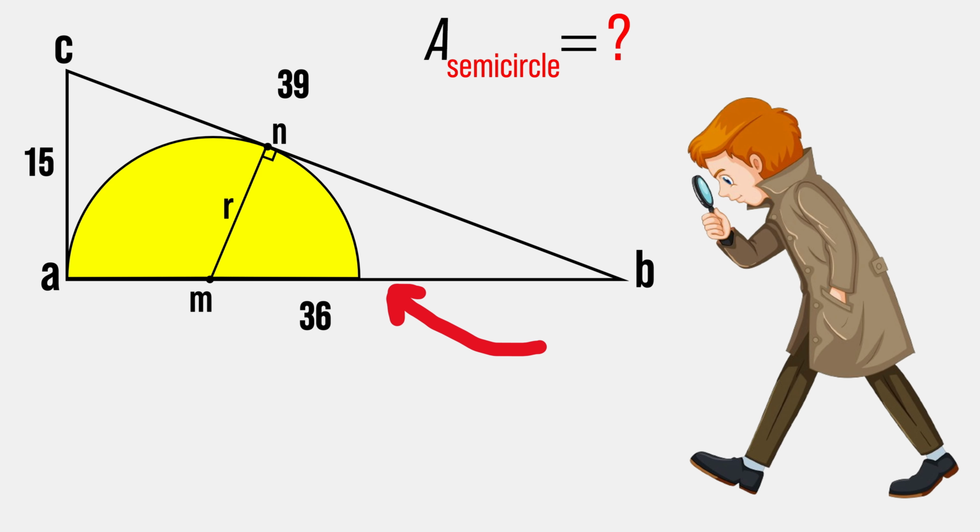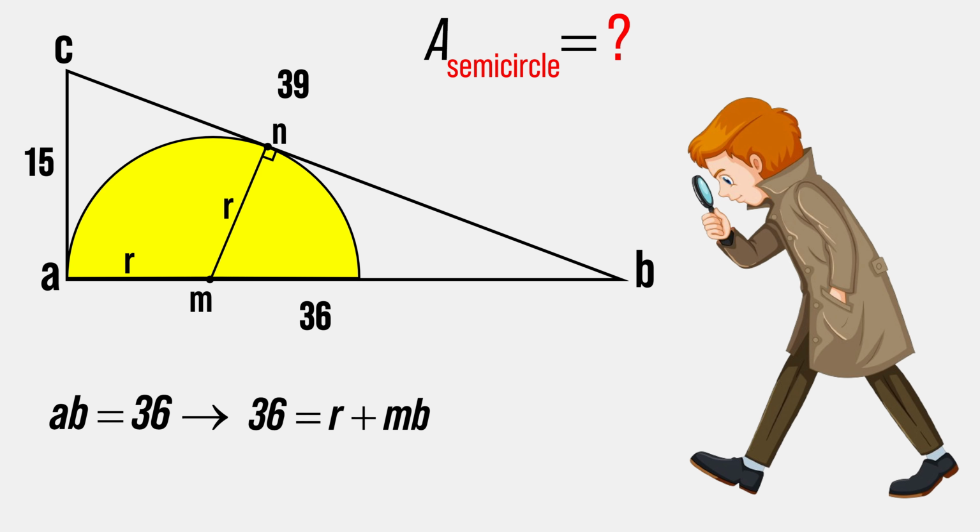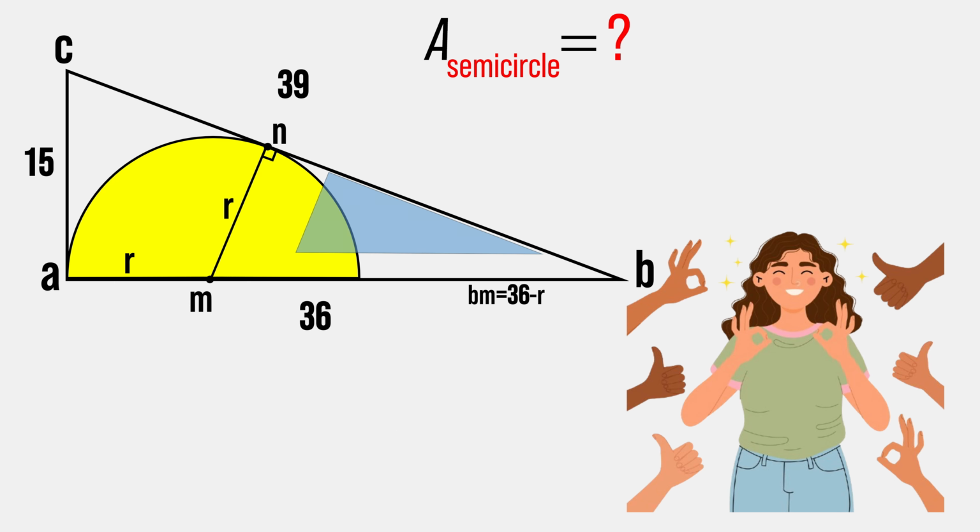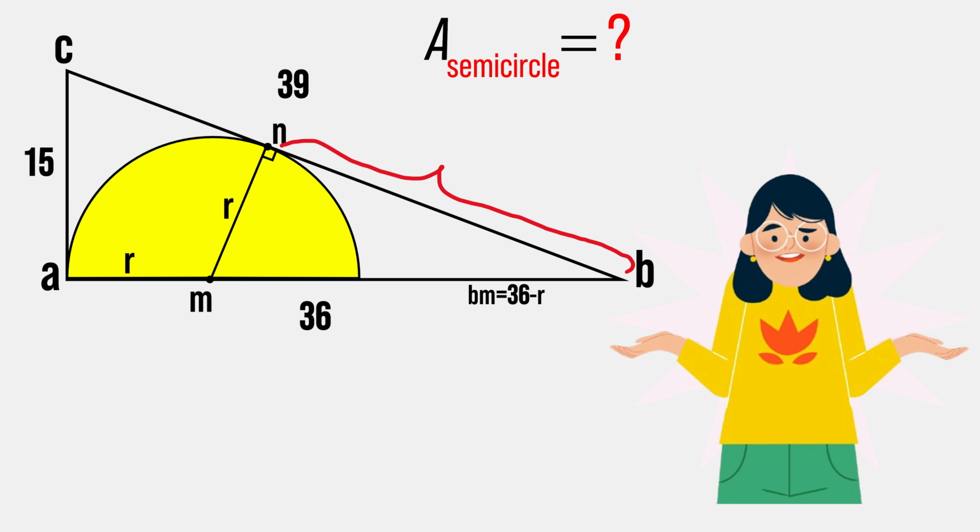Pay close attention to this leg. The full side is 36, but part of it is the radius r, so the remaining segment of that leg in the smaller right triangle is 36 minus r. To apply the Pythagorean theorem in this smaller right triangle, we also need the length of the other leg. How do we find it?